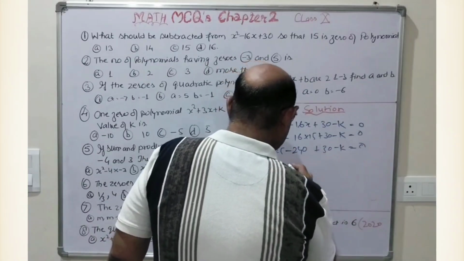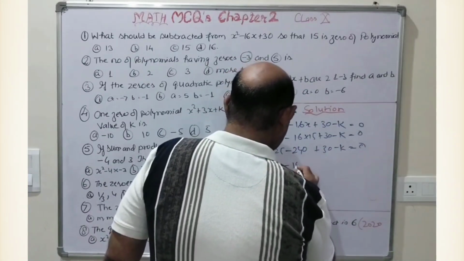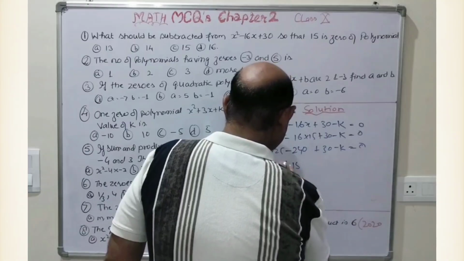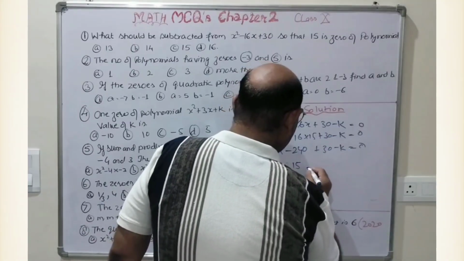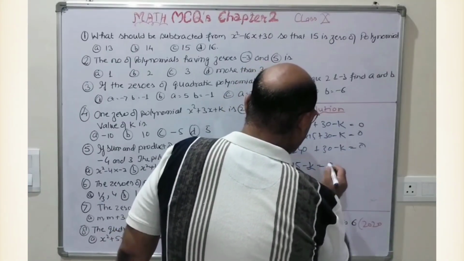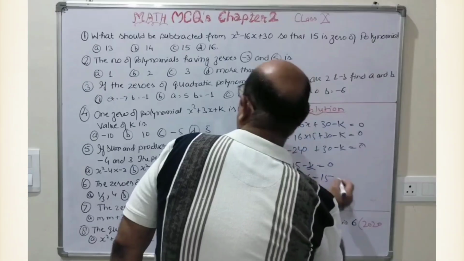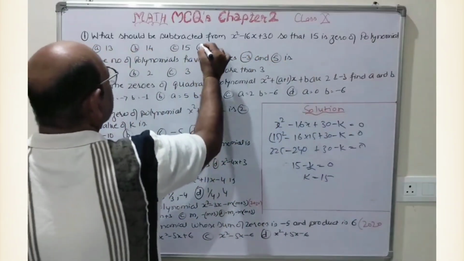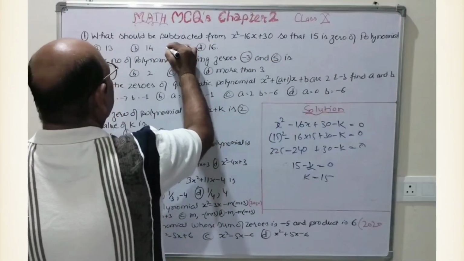That is minus 15 plus 30. So that will be 15 minus k is equal to 0. So k is equal to 15. So our answer is 15.